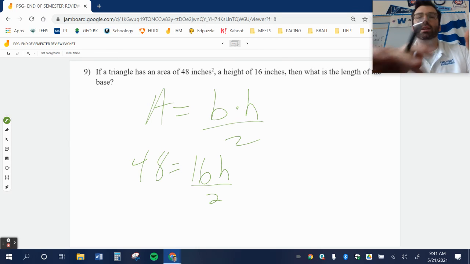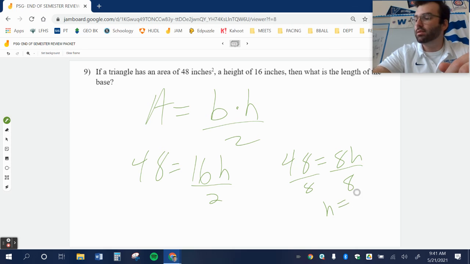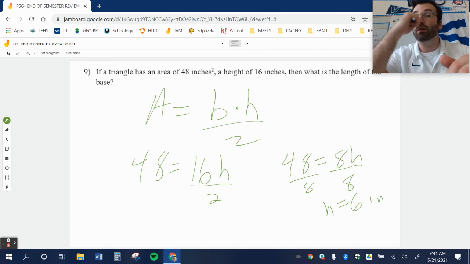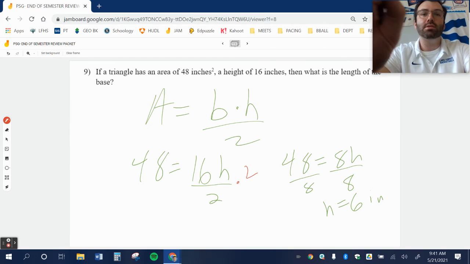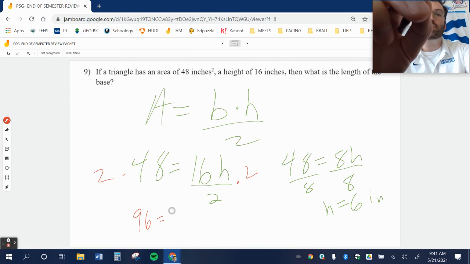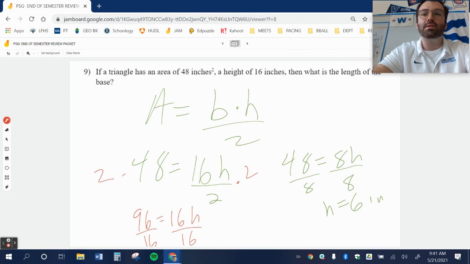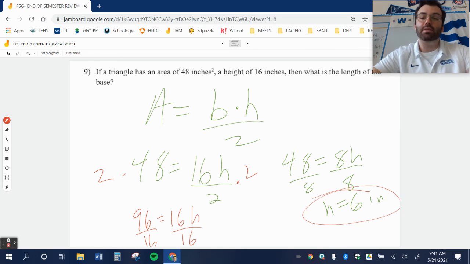I can do this two ways. I can divide 16 by 2 right away. So 48 equals 8h, and then just divide both sides by 8. So h would be 6. Or I could clear the 2 out by multiplying both sides by 2. That's 96 equals 16h, and then divide by 16. But I'll still get 6. All right, I'm going to stop there and pick up on the next page.